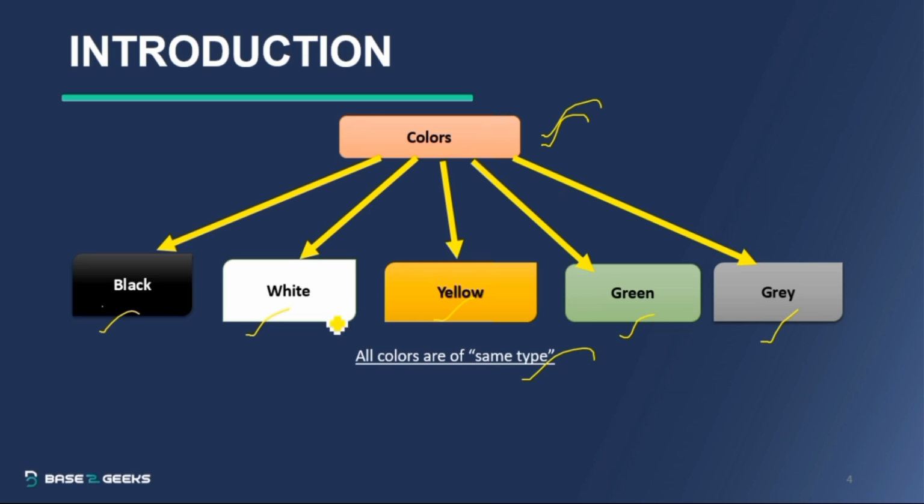A color equal to white means it is right. If a color is equal to yellow, it is also right. Like this, a collection of names that belong to the same type, color, is called the color type.